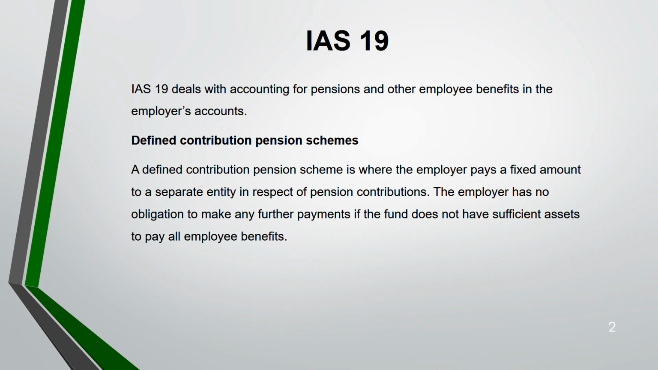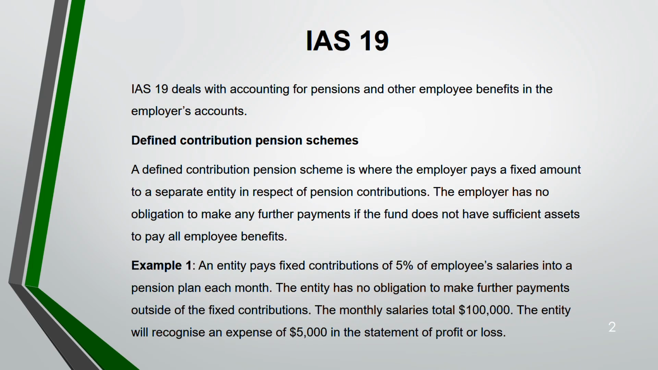The employer has no obligation to make any further payment if the fund does not have sufficient assets to pay all their employee benefits. Example 1: an entity is paying a fixed contribution of 5% of the employee's salary into the pension plan each month. So the entity has no obligation to make any further payment beyond this 5%. Let's say the monthly salary is 100,000. If you take 5% of 100,000, which is 5,000.